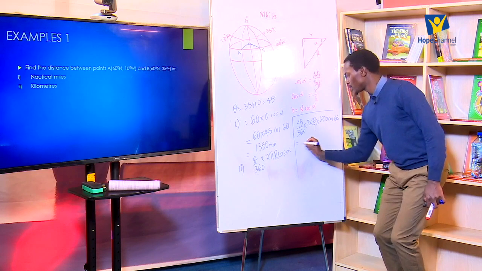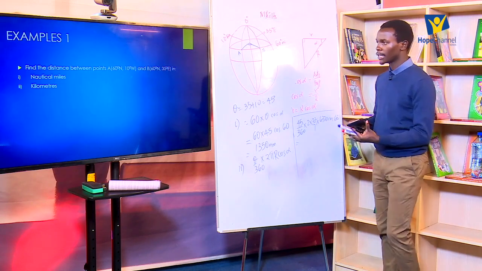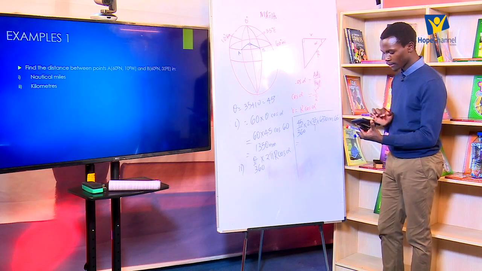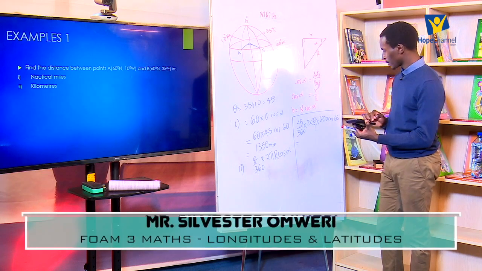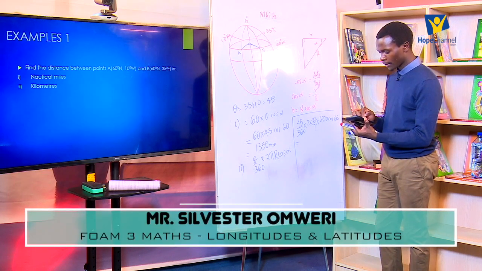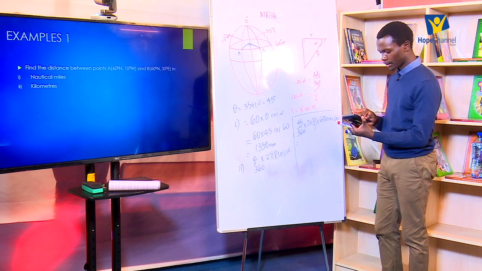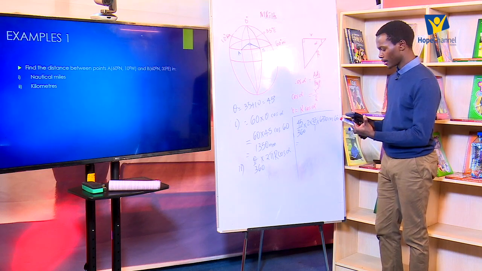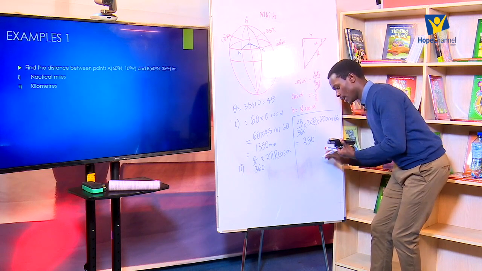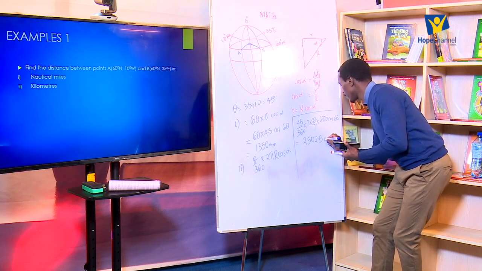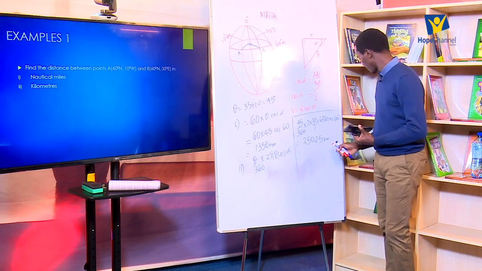You should be able to substitute and work it out with your calculator to get the correct answer. So let's see what we get. 45 multiplied by 22 times 2 multiplied by 6370, the cosine of 60, all that you divide by 360 times 7. So that gives us 2,502.5 kilometers.